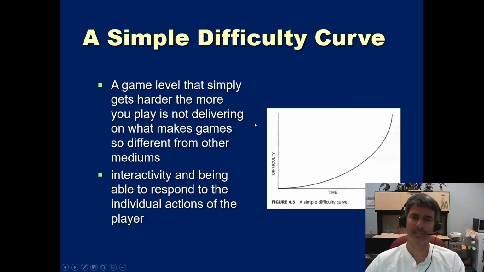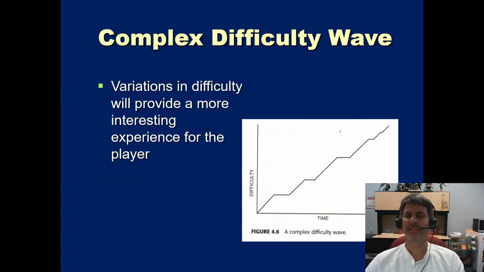So what do we recommend then? What's better than this? Here's an example. We could have a complex difficulty wave. This means that variations in difficulty will provide a more interesting experience for the player. So if you look here, it starts off, and instead of starting so easily and staying easy for a long time, we want to give the player some more challenges. So we add a little bit of difficulty at the beginning.